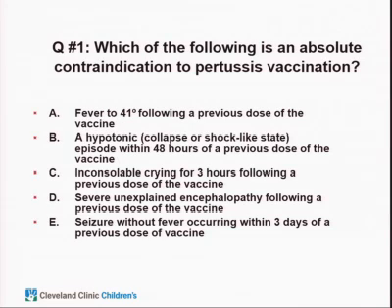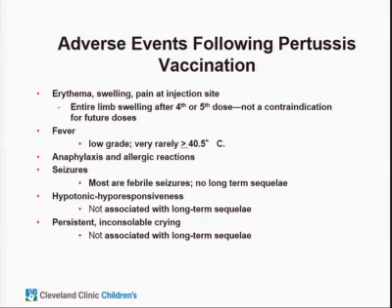Okay, very good. So D, severe unexplained encephalopathy. So let's just spend a couple of minutes talking about adverse effects from pertussis. So by far most common is erythema, swelling, and pain at the injection site. They can get entire limb swelling after the 4th or 5th dose, but even if they get this, this is not a contraindication for future doses.